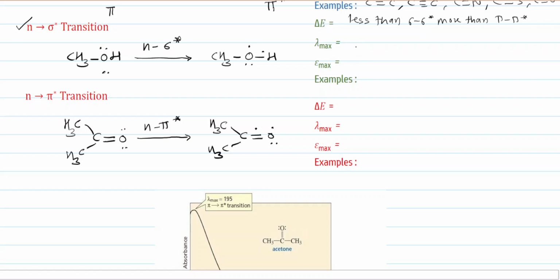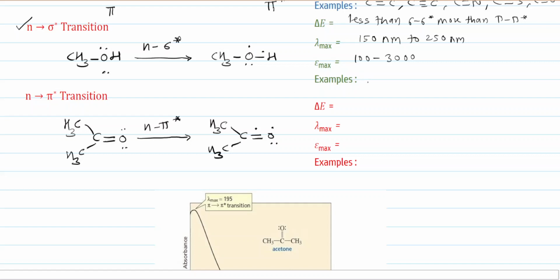Therefore, the wavelength for this transition is in between the sigma to sigma star transition and the pi to pi star transition, and we can write here the range, that is 150 nanometer up to 250 nanometer. This is the range where we can observe the N to sigma star transition. Here molar absorptivity, that is epsilon max, is 100 up to 3000.